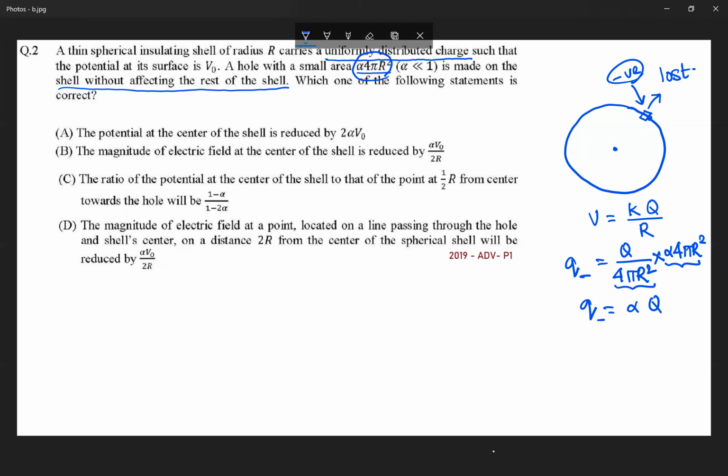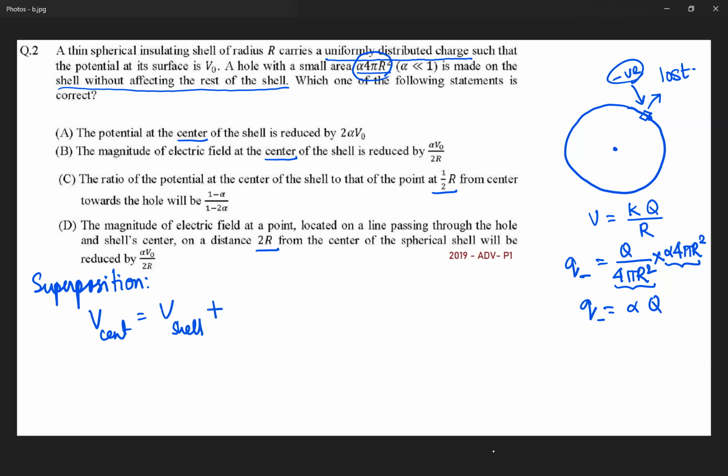The question asks us, what is the potential at the center of the shell? What is the electric field at the center of the shell? And the potential at various points, half r and 2r from the center of the shell. To find out the field or the potential at any point, you can use the principle of superposition. So we can say that the potential at the center of the shell is equal to the potential because of the entire shell plus because of the negative charge that we have added.